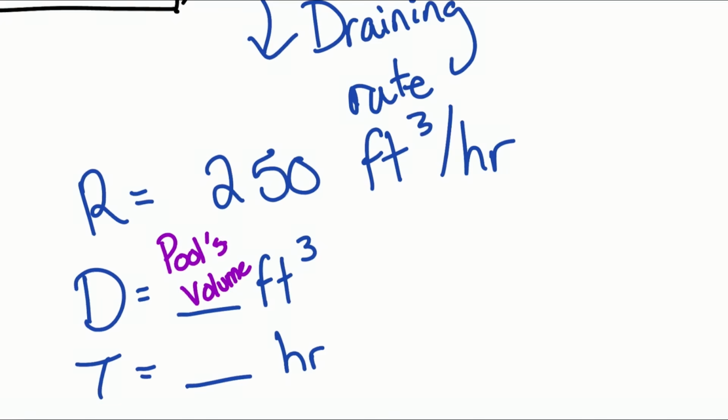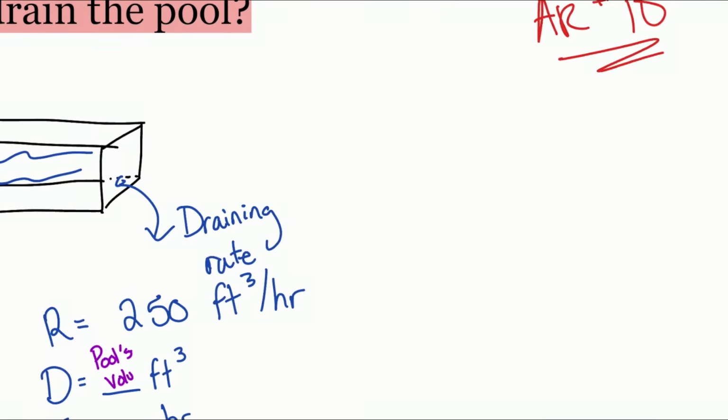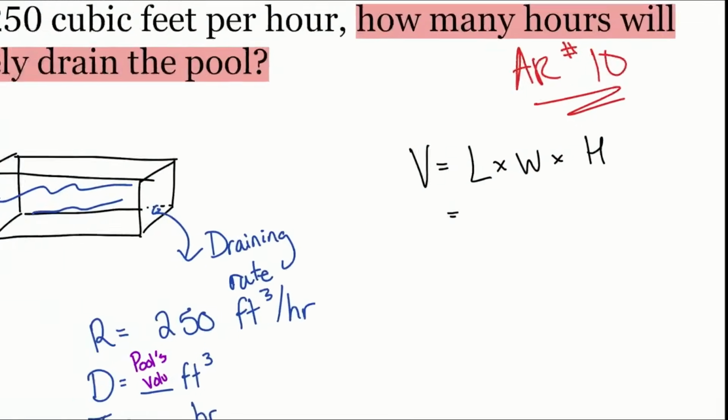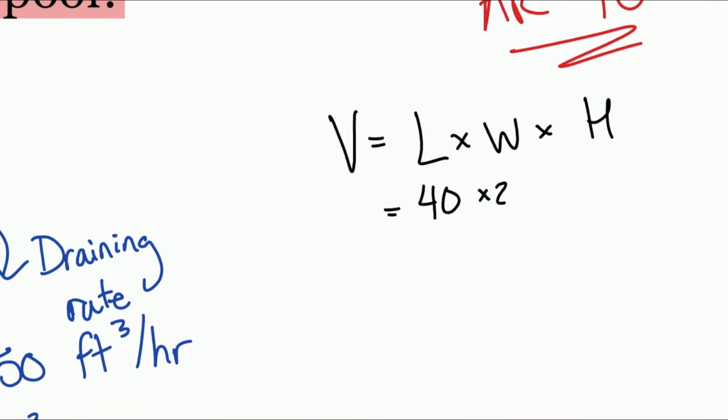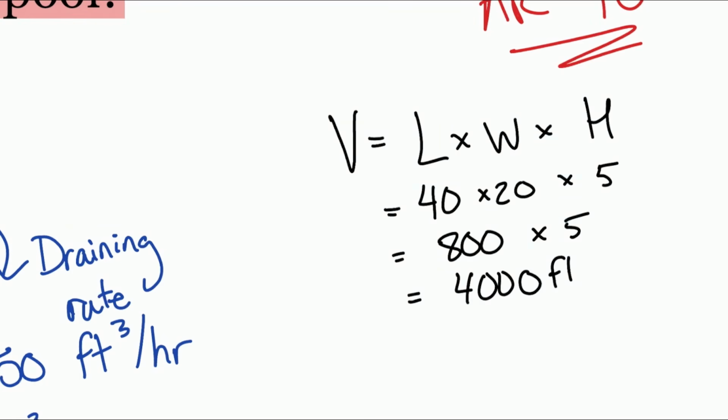And so how do we find the volume of the pool? We can find the volume by doing length times width times height. The length was 40, the width was 20, and the height, the average depth in this case, was 5. Once we have that, we multiply. 40 times 20 is 800, times 5. That's going to be 4,000 cubic feet of water. That's how much water the pool holds.